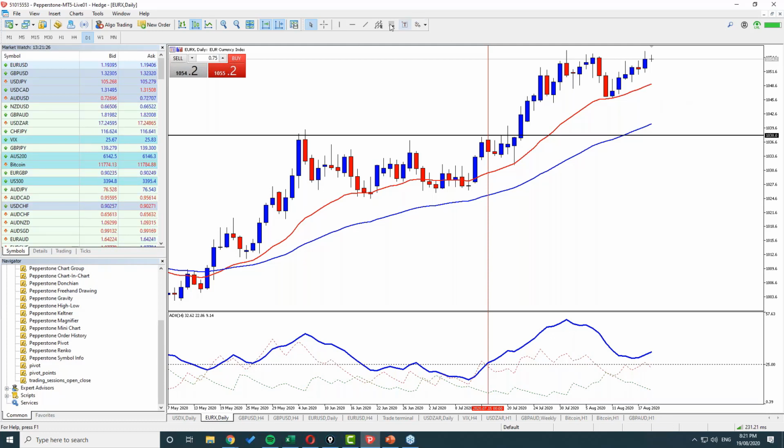So the euro dollar is actually kind of not broken a new resistance just yet, Tyrone. It's actually hit this resistance up here at the 1054. We know the ADX is slightly strengthening, but at the same time as that, let's have a look now at what's happening on the euro.